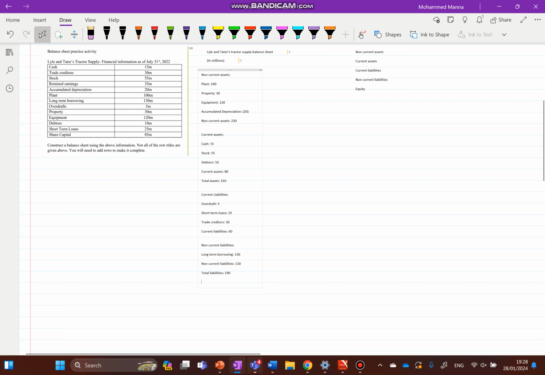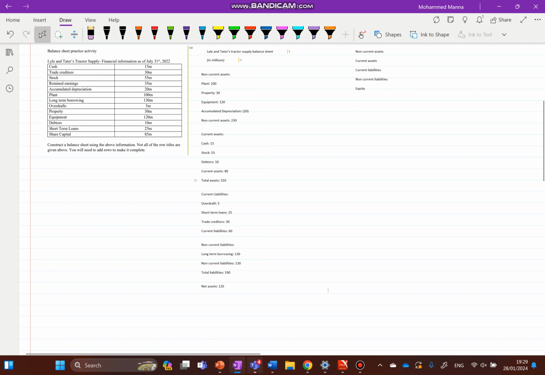After you're done with everything, you have to take the difference between the assets and the liabilities and write it down in a new section, which is the end of the first part of the balance sheet, which is net assets. Let's do a double space there. And of course, 310 minus 190 would be 120.